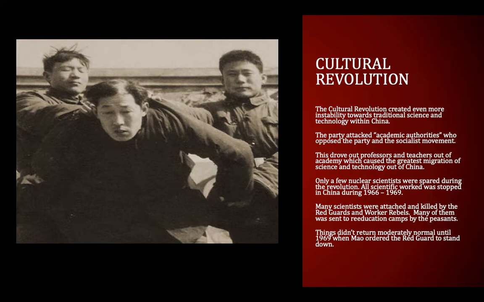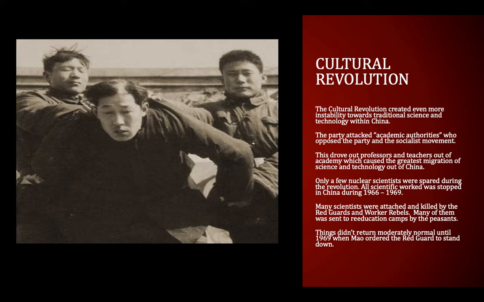Cultural Revolution. The Cultural Revolution created even more instability toward traditional science and technology within China. The party attacked academic authorities who opposed the party and the socialist movement. This drove professors and teachers out of academia, which caused the greatest migration of science and technology out of China. Only a few nuclear scientists were spared during the revolution.